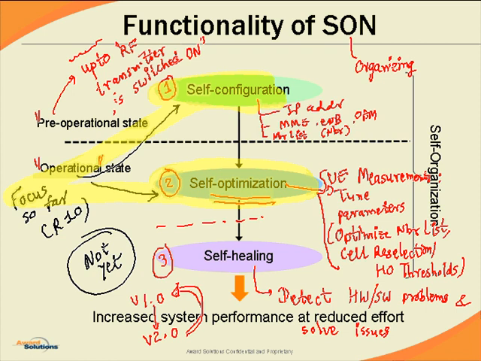So let's talk about the basics of configuration, optimization, and healing. But as I said, right now, we have seen the standard spending efforts on self-configuration and self-optimization. So this SON, sometimes you will see the expansion self-organizing network. Sometimes you will see the expansion self-optimizing network. Personally, I prefer self-organizing network because self-organization will cover all three aspects: configuration, optimization, and healing. So that's a better expansion, self-organizing network. Only one aspect is optimization, but we have two other aspects as well.